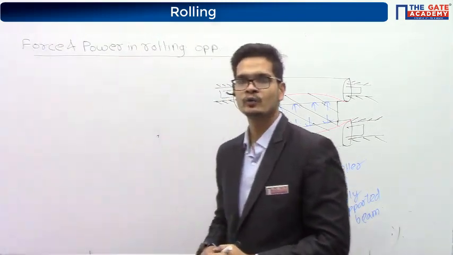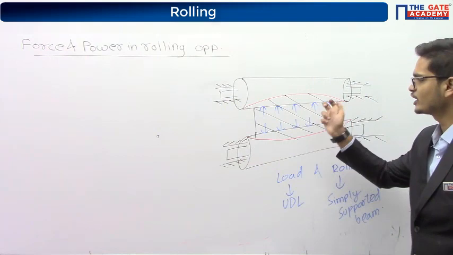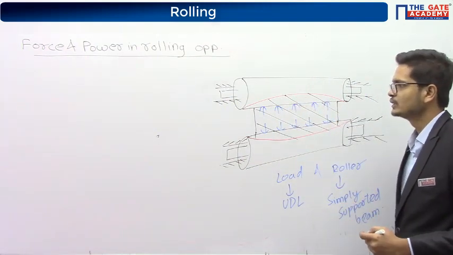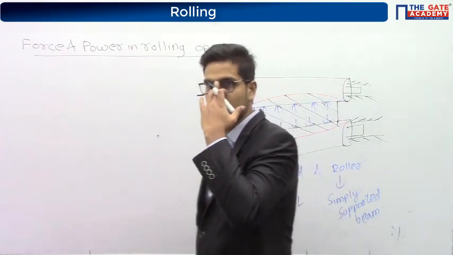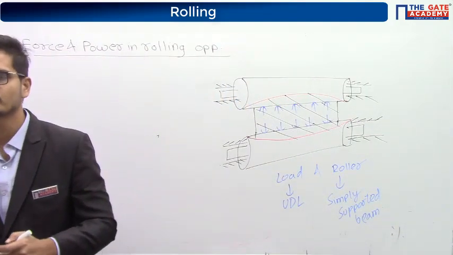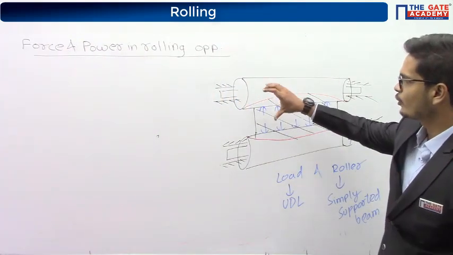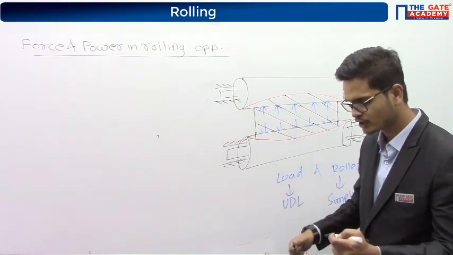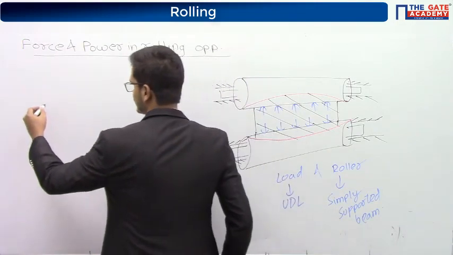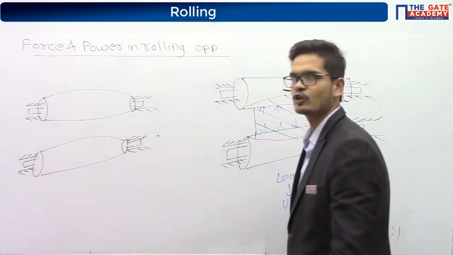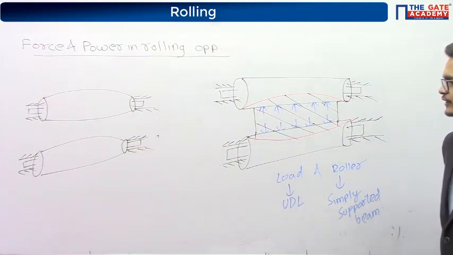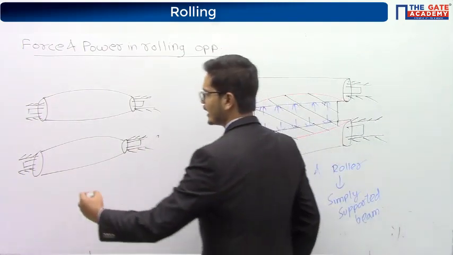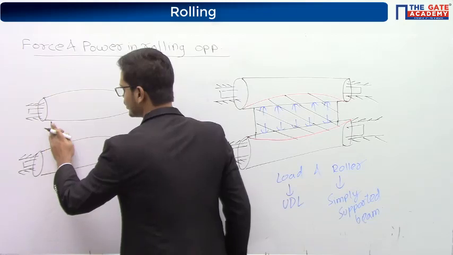So what do we do to get uniform thickness of the component? What should be done to get uniform thickness? We are going to make the rollers convex in shape, so that we'll get uniform thickness in the component. And this is called cambering of rollers.